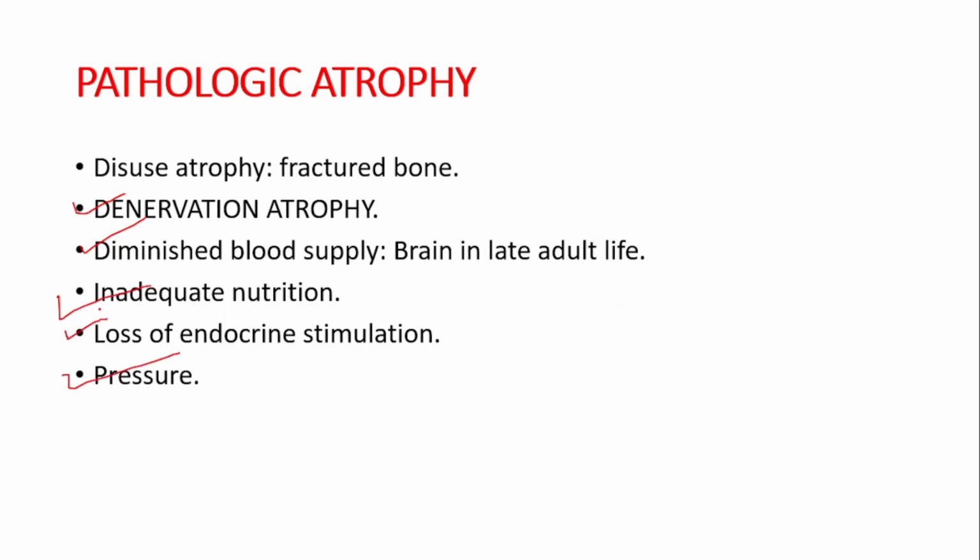The next example is inadequate nutrition. The example for inadequate nutrition is marasmus. The marasmus pathogenesis is mainly protein calorie malnutrition. So this protein calorie malnutrition is associated, initially there is depletion of the body reserves, that is adipose tissue.